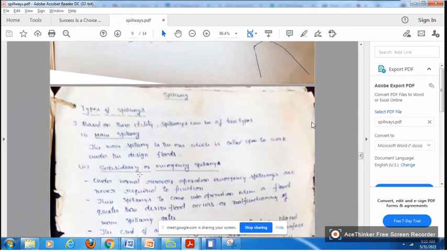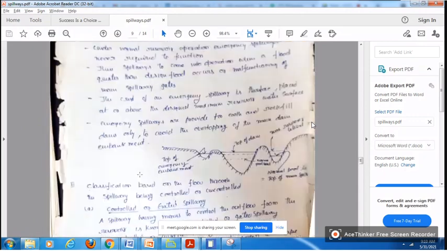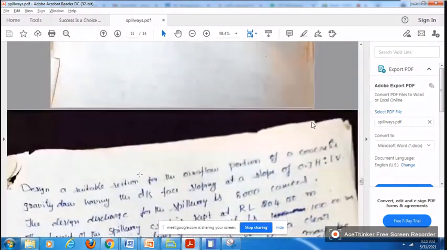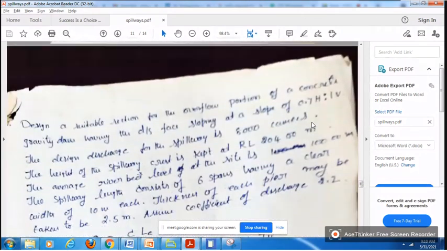So this is how to calculate the discharge. For a gated spillway there is one formula, for an ungated spillway there is another formula, and for the profile of the spillway there is also a formula. Now we'll see one worked out example, so that it will be very clear to you.